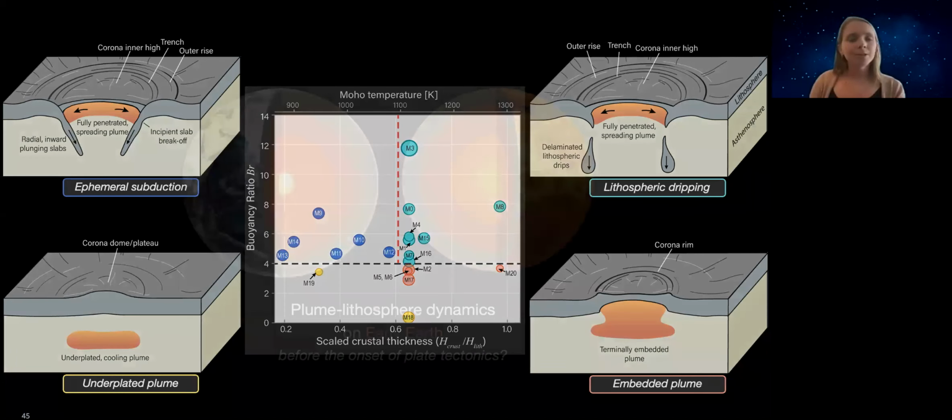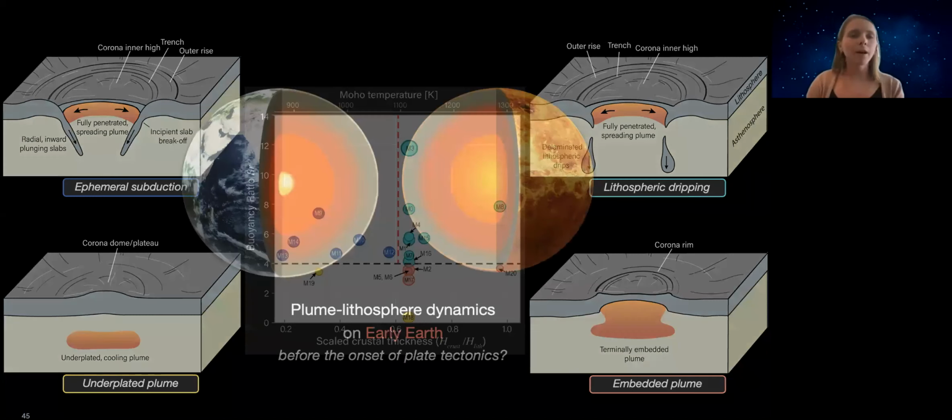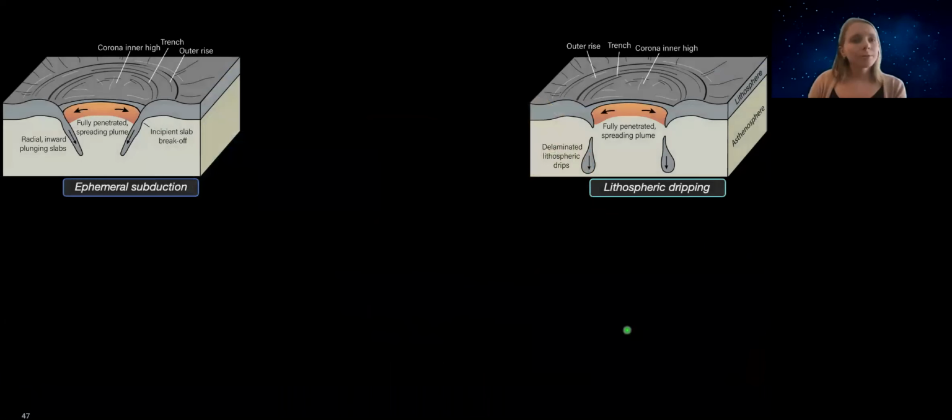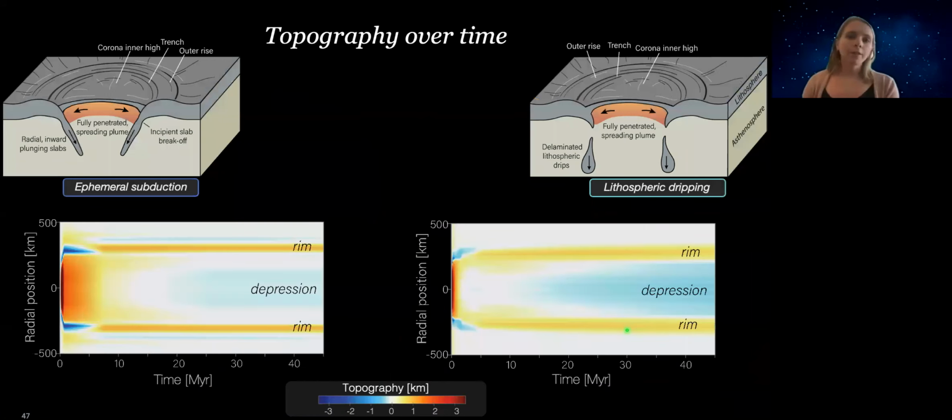And what's very interesting is that several of these types of plume lithosphere interaction may really help our understanding of plume lithosphere dynamics happening on early Earth before self-sustaining plate tectonics operated on our planet. So the outcome that I'd really like to focus on is the topographic evolution of these top two regimes. And here I'm showing two plots that show the temporal evolution of topography for these two models that we've looked at before.